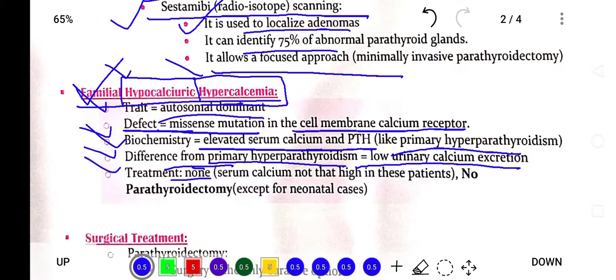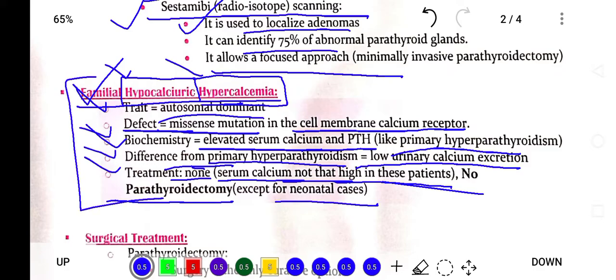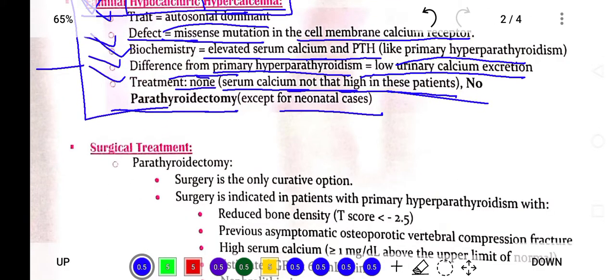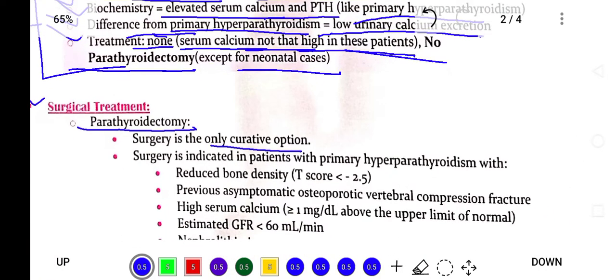Regarding treatment, serum calcium is not that high in these patients, so there is no particular treatment. But parathyroidectomy can be done, except in neonatal cases, in order to achieve a normal calcium level. The surgical treatment is parathyroidectomy, removal of the parathyroid glands. Surgically, the parathyroid glands are removed.